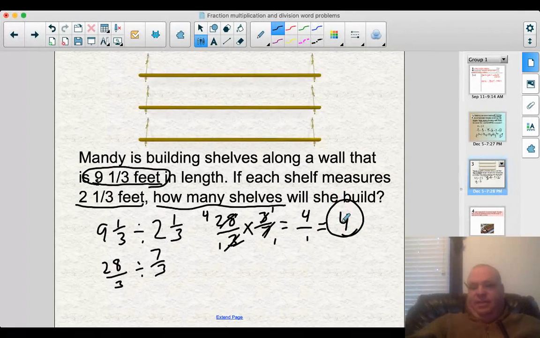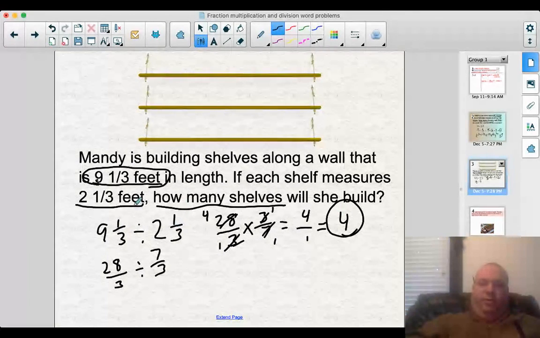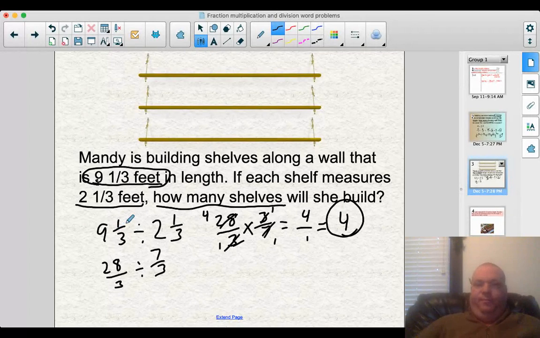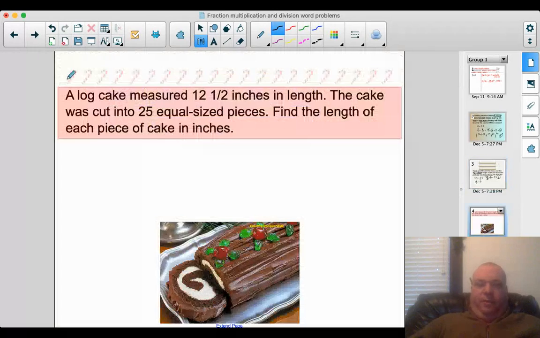Okay, and in this case, that is my answer, because this is the number of shelves I can build, which is what it's asking. So 2 1/3 goes into this 4 times. I can do 4 shelves that are each this long, and this would be the total length. And if I want to check that, I could. If you multiplied 4 times 2 1/3, you would get this. All right, let's do another one.